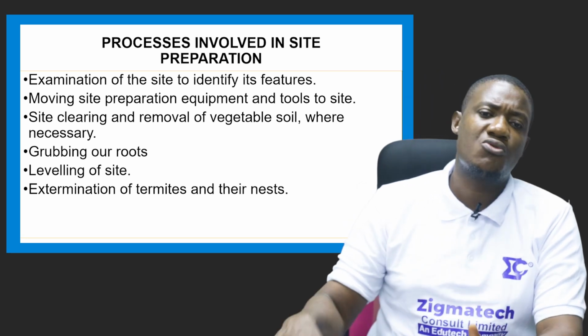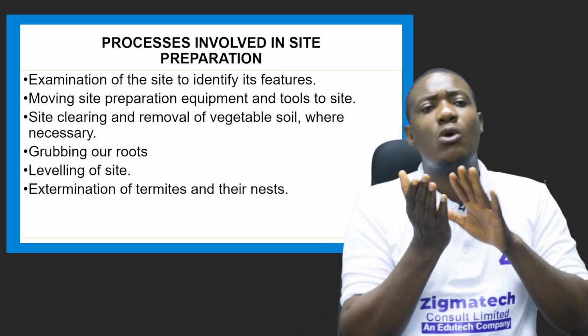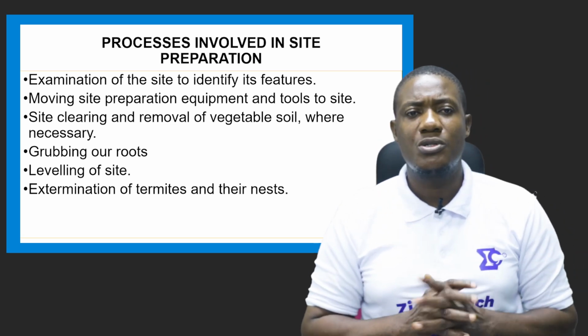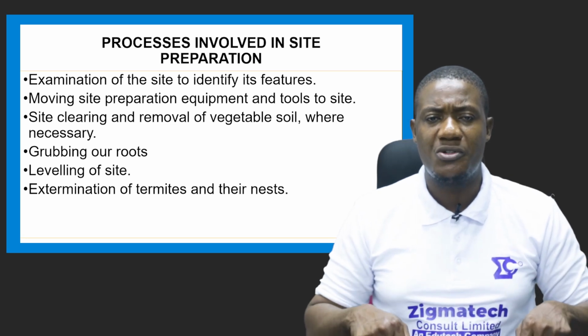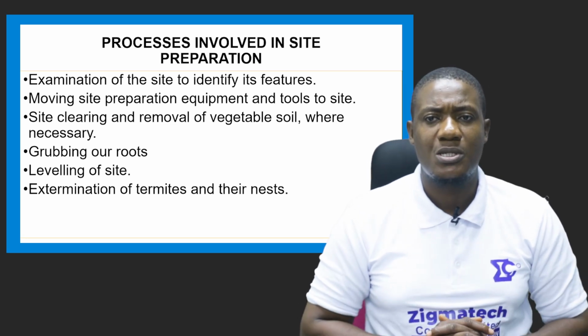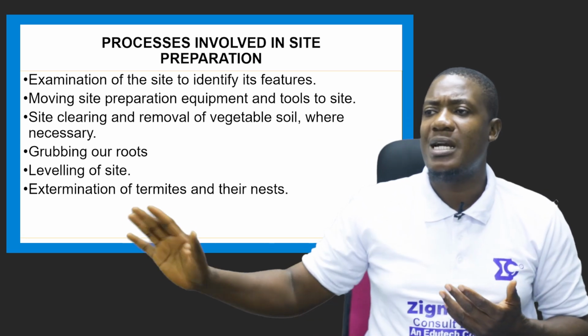You have to start removing roots. You have to start pulling out roots. Let's say you cut a tree using your power saw. The next thing is to remove the roots, because you can't have your building erected where you still have stumps. Then next is leveling of the site.